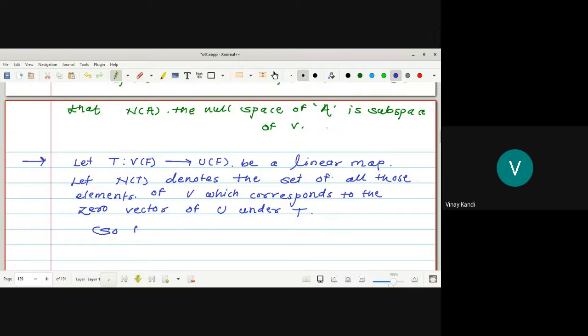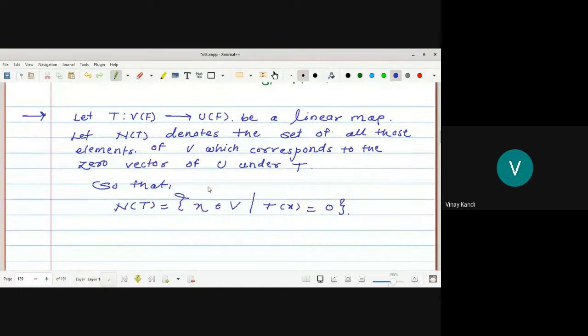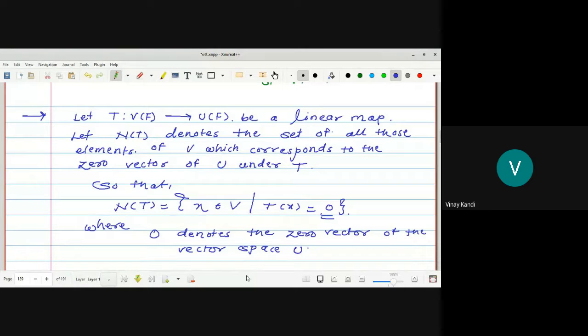From the definition, N(T) is the collection of those elements from capital V such that under T the image of x is equal to 0, where 0 denotes the zero vector of the vector space U. This 0 belongs to what? The codomain. Okay, so what do we have?